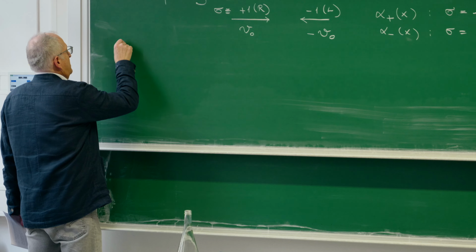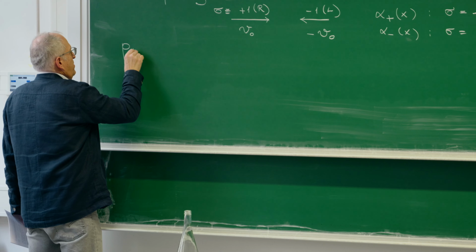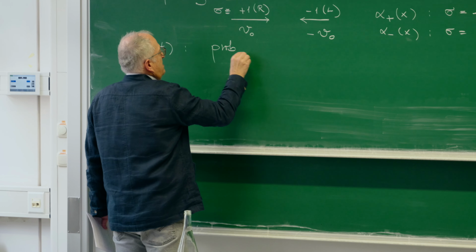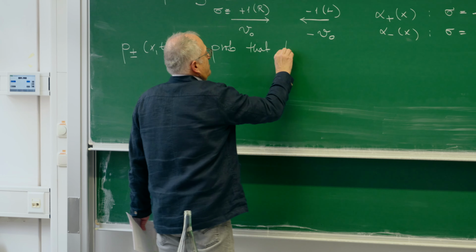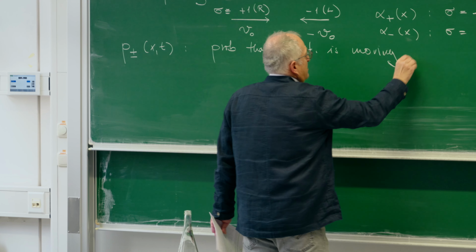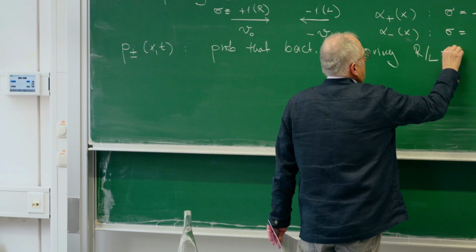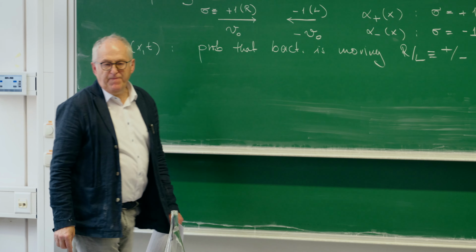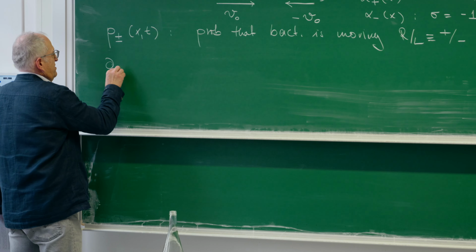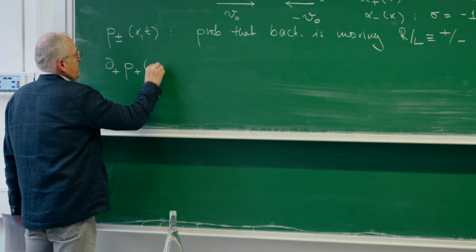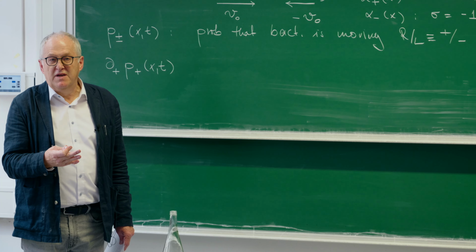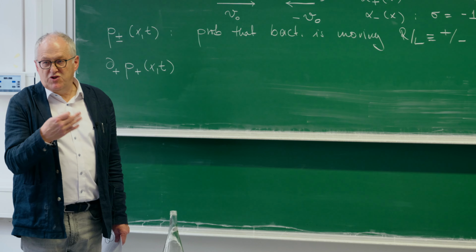So we take as quantities p plus or minus of x and t, which is the probability that the bacterium is moving right or left, equal plus or minus. Okay. Now, what's the corresponding Chapman-Kolmogorov equation? Well, we have to now take our knowledge that we acquired over the last lectures and put it into practice. This is a process that is a jump process.